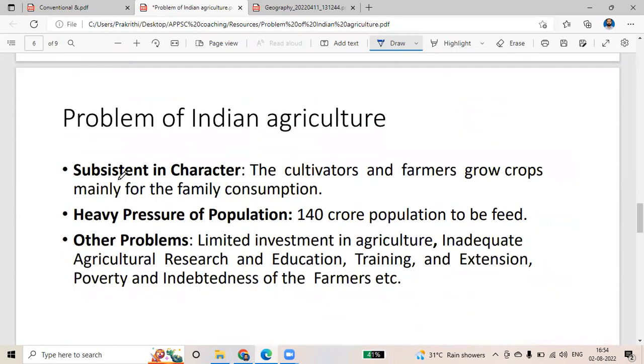Then subsistence in character है हमारा. This is purely regarding the production है. Subsistence in characteristic है हमारा agriculture. इसका मतलब है the cultivators or the farmers who were growing the crops, their main agenda is that they want to consume it or their family wants to consume it. It is only for their family and their subsistence they are cultivating. If they get the surplus, they will sell that to the market.